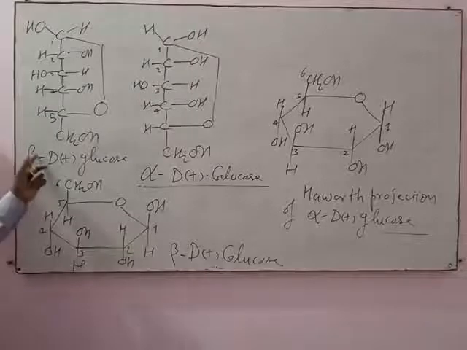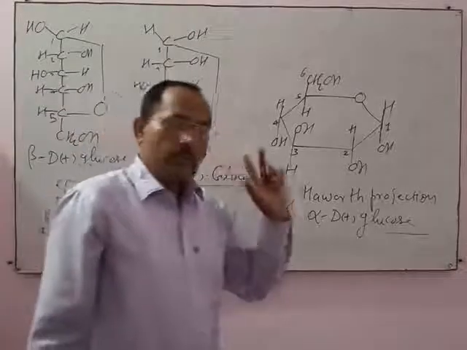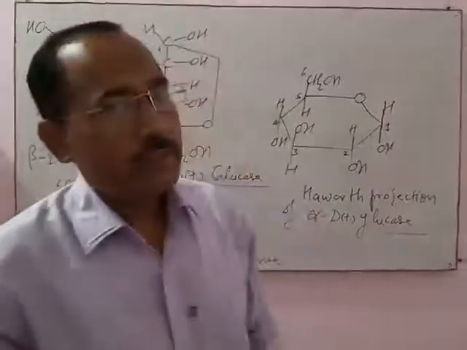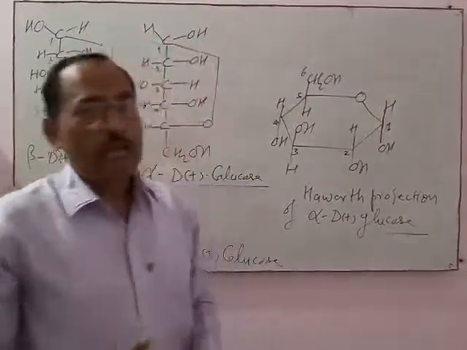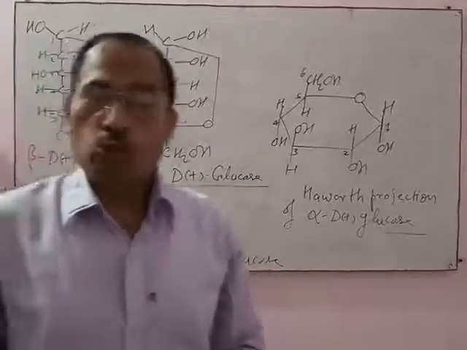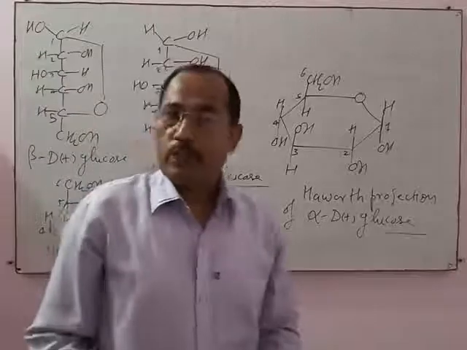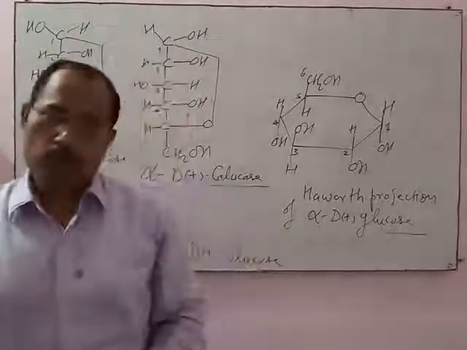So this is all about the limitations of the open chain structure of glucose and the existence of the cyclic structure of glucose in the form of Fischer projection as well as in the form of Haworth projection.